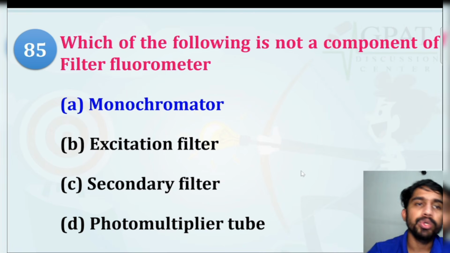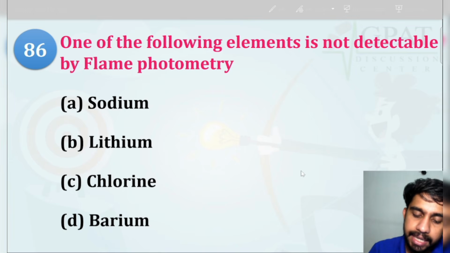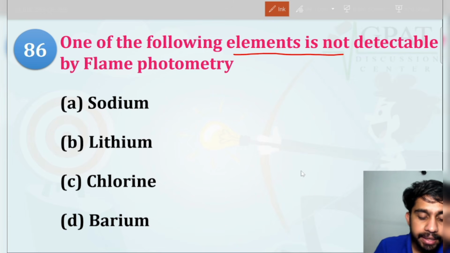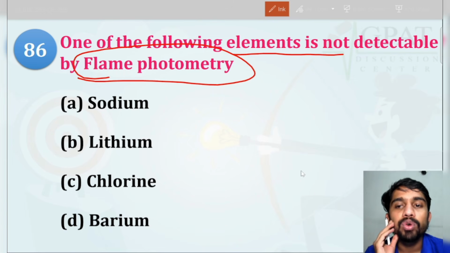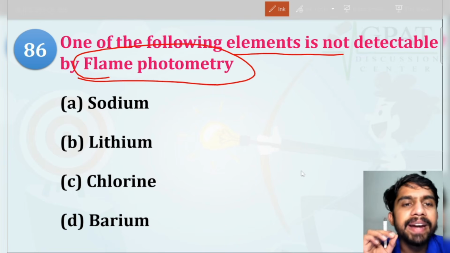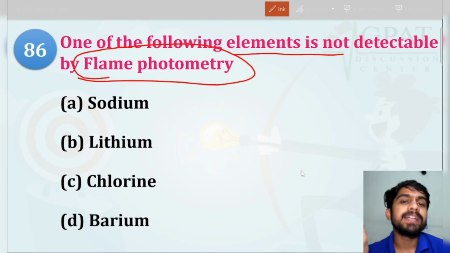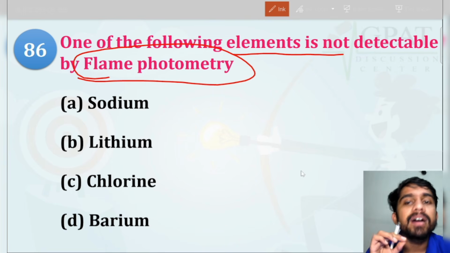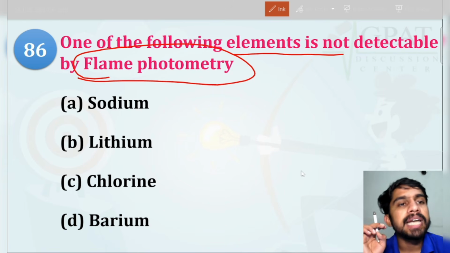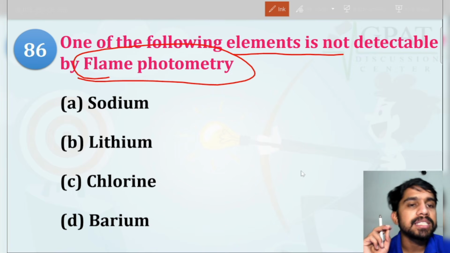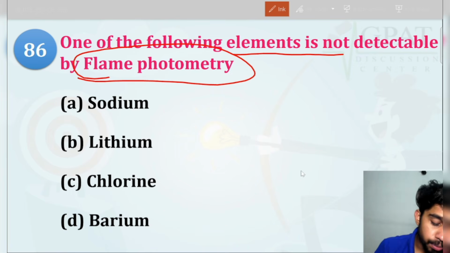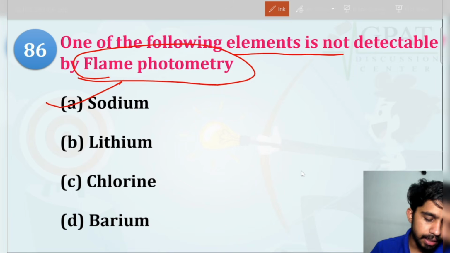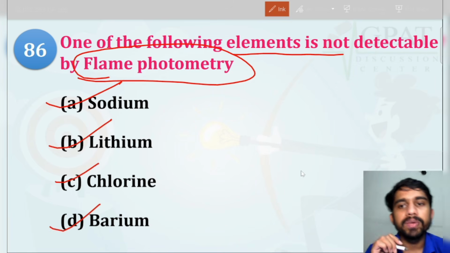Okay. Next question, question number 86. Which one of the following elements is not detectable by flame photometry? Flame photometry detects the elements that emit a characteristic visible light when excited in a flame. Means that the elements that when excited in a flame emit characteristic visible light can be detected. Now the options are sodium, the second is lithium, the third one is chlorine, and the fourth one is barium.